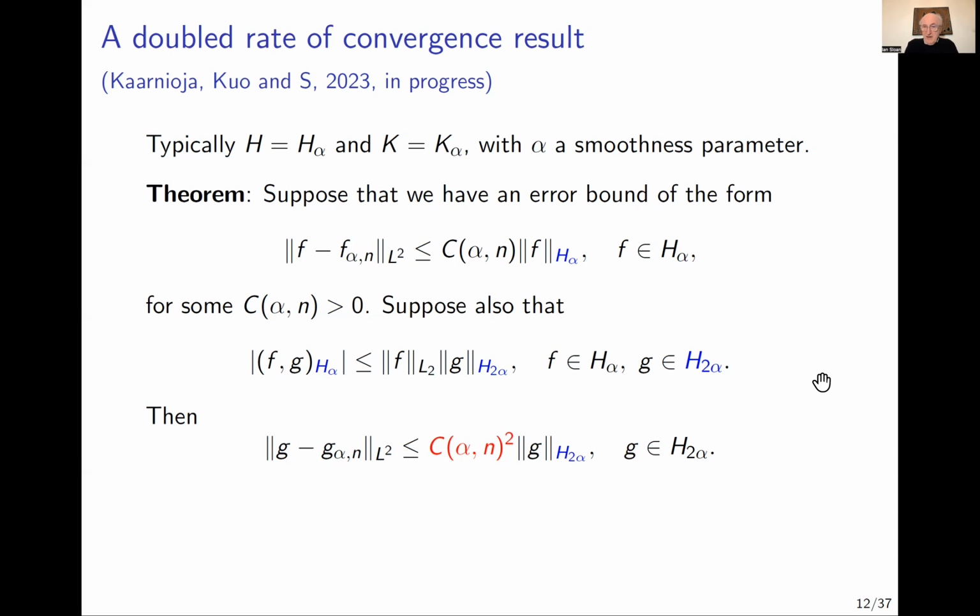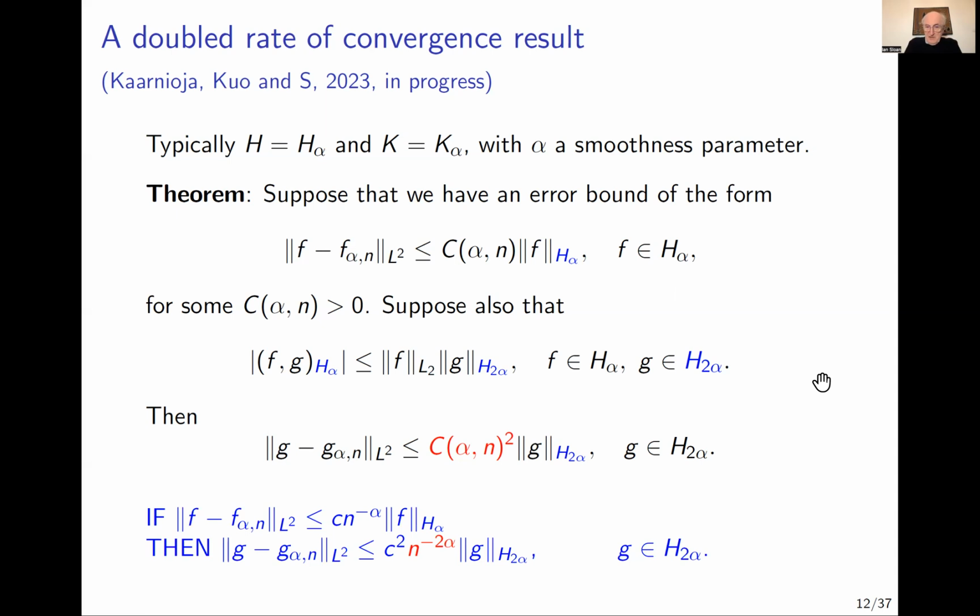And then suppose also that we have this relation between the Hilbert space H alpha and the Hilbert space with twice the smoothness, stated there. Then for a function which is smoother, belonging to H2 alpha, the L2 norm of the interpolation error is less than or equal to a constant which is the square of the previous constant.